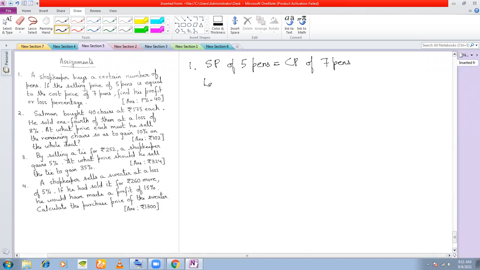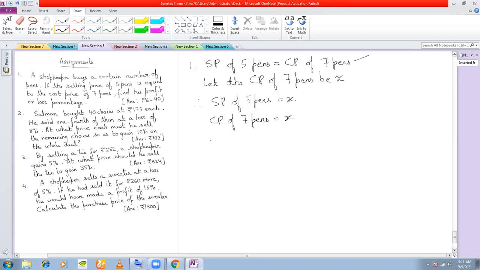So I start by saying let the cost price of 7 pens be X. Therefore, what is the selling price of 5 pens? It is also equal to X, right? Because selling price of 5 pens is equal to cost price of 7 pens. So now cost price of 7 pens is also equal to X. Both are equal to X.